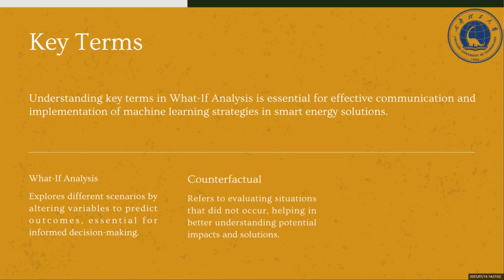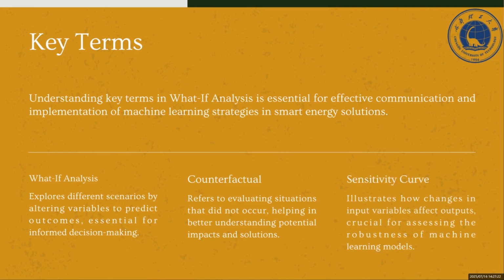And when we talk about counterfactual, this refers to evaluating situations that do not occur, which helps in understanding potential impact and solutions. It means looking at the future and predicting what could be the outcome and providing solutions for that. And then we have the sensitivity score, which tries to illustrate how changes in input variables affect the output, which is very important for assessing the robustness of the ML model.